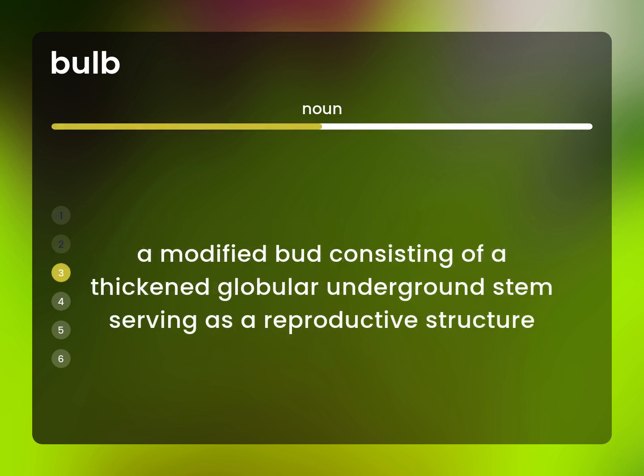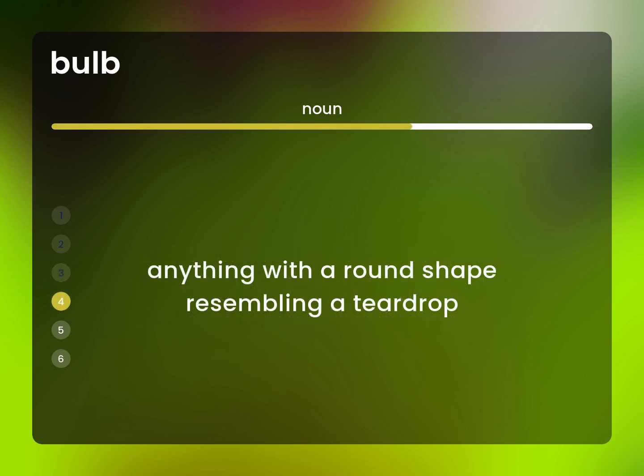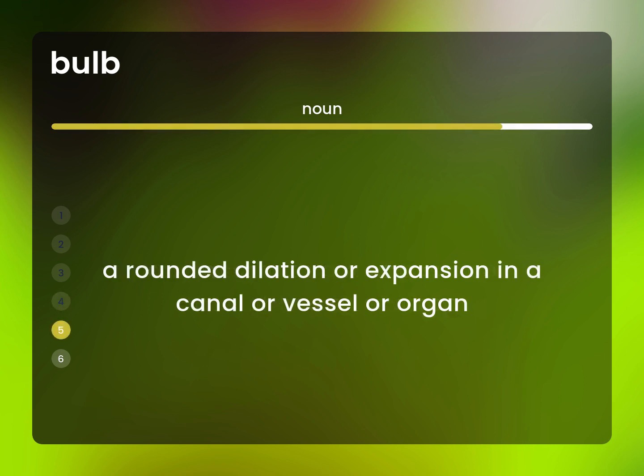A modified bud consisting of a thickened globular underground stem serving as a reproductive structure. Anything with a round shape resembling a teardrop. A rounded dilation or expansion in a canal or vessel or organ.